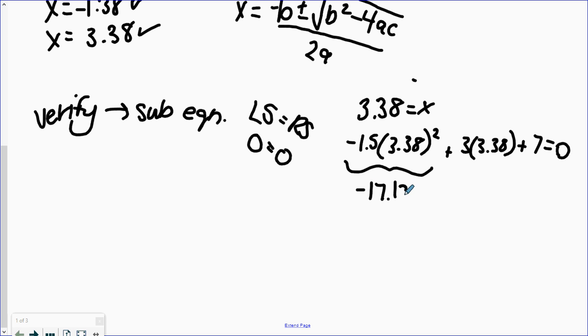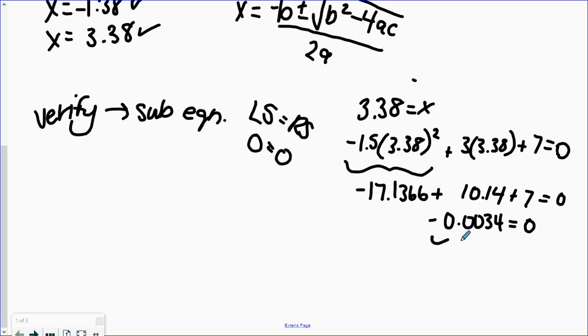Negative 17.1366 plus 3 times 3.38 is 10.14 plus 7. So now adding those up, what I end up with is negative 0.0034 is equal to 0.